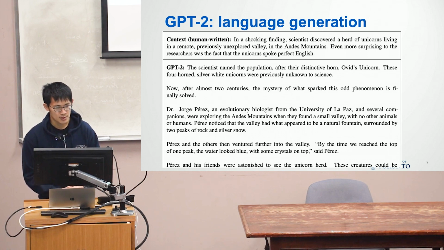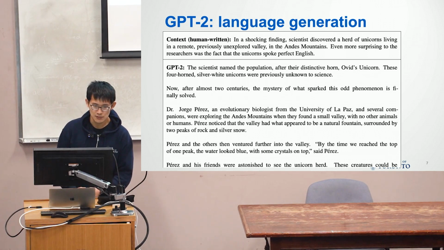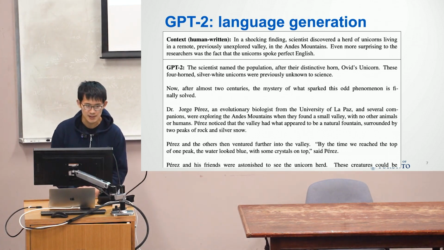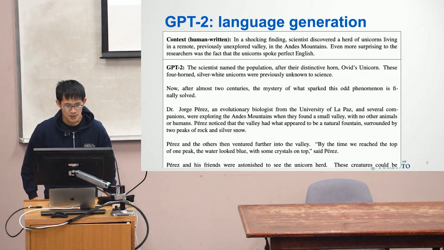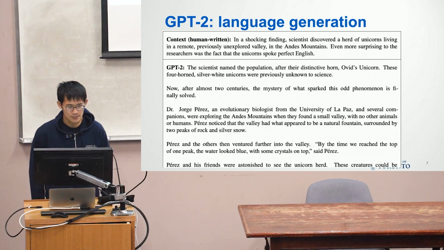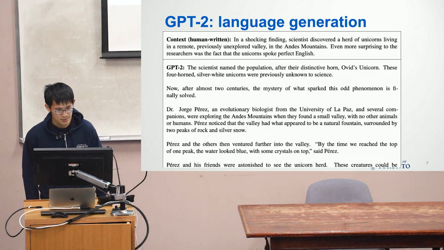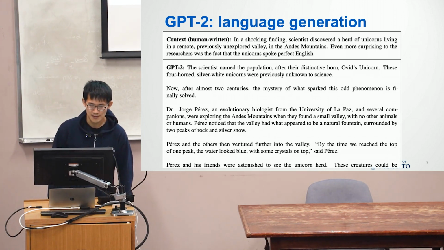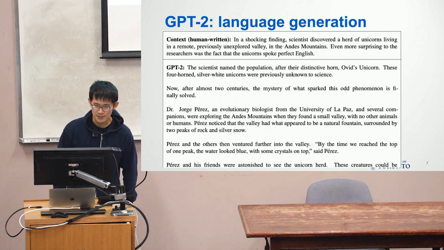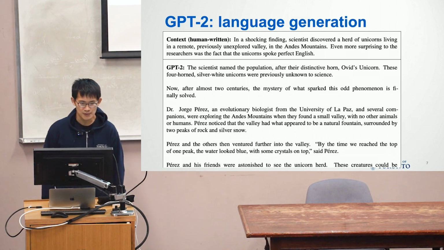The scientists named the population after their distinctive horn, Ovis unicorn. These four-horned silver-white unicorns were previously unknown to science. Now, after almost 2 centuries, the mystery of what sparkled this odd phenomenon is finally solved. Dr. George Perret, an evolutionary biologist from the University of La Paz, and several companions were exploring the Andes Mountains when they found a small valley with no other animals or humans. Perret noticed that the valley had what appeared to be a natural fountain, surrounded by 2 peaks of rock and silver snow. Perret and the others then ventured further into the valley.